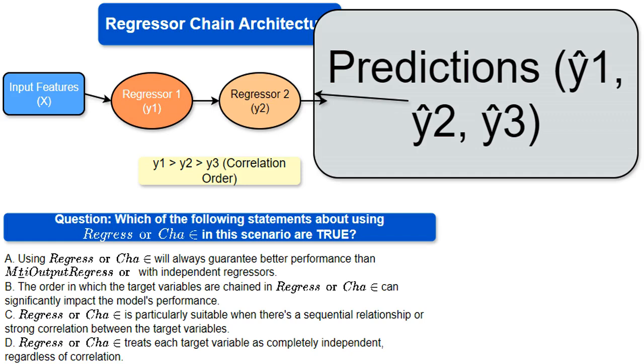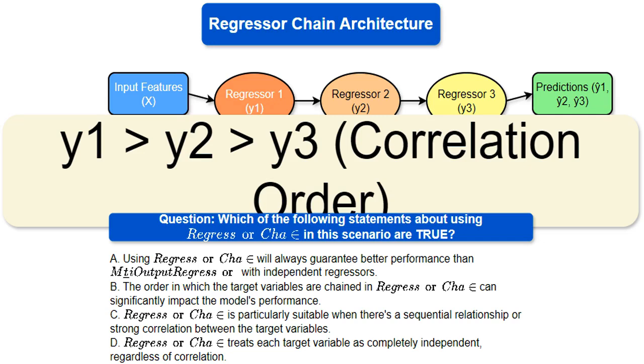These are the final predictions made by the regressor chain for each of the three target variables. These are the model's output that will ideally correlate to the actual target values, y1, y2, y3. This indicates the order in which the target variables are chained in the regressor chain model, based on their correlation strength. y1 is the most significant predictor and its outcome impacts the subsequent variable. The arrow signifies the flow of information, from y1 influencing y2, and y2 subsequently impacting y3. This order is crucial, as it reflects the dependencies between the target variables.